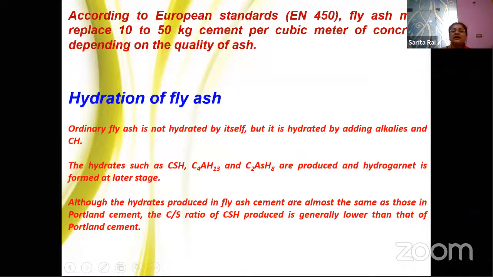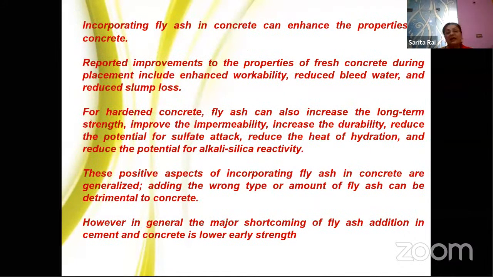According to European standards, fly ash may replace 10 to 50 kilograms per cubic meter of concrete depending on the quality of ash. Ordinary fly ash is not hydrated by itself, but it is hydrated by adding alkalis and calcium hydroxide. Incorporating fly ash in concrete can enhance the properties of concrete. These positive aspects of incorporating fly ash in concrete are generalized. Adding the wrong type or amount of fly ash can be detrimental to concrete.